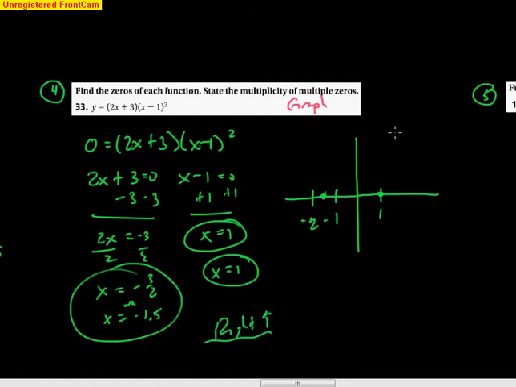So in this graph, it's going to come down to the 1. And because the 1 occurs twice, it's going to bounce off. It's going to then turn back down through the 1.5. And since it only occurs once, go straight through.